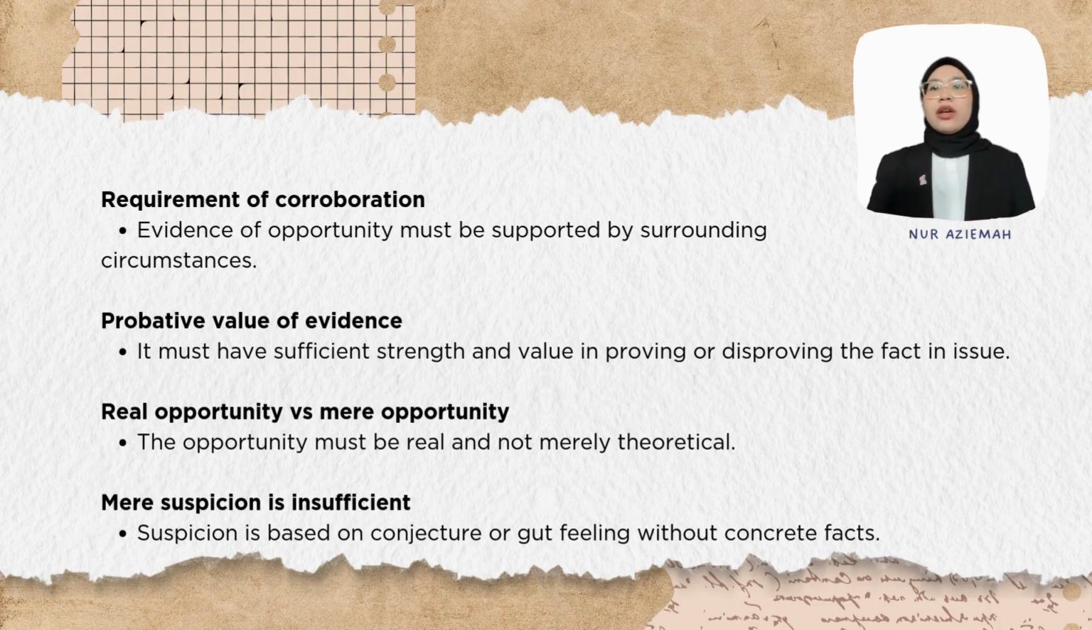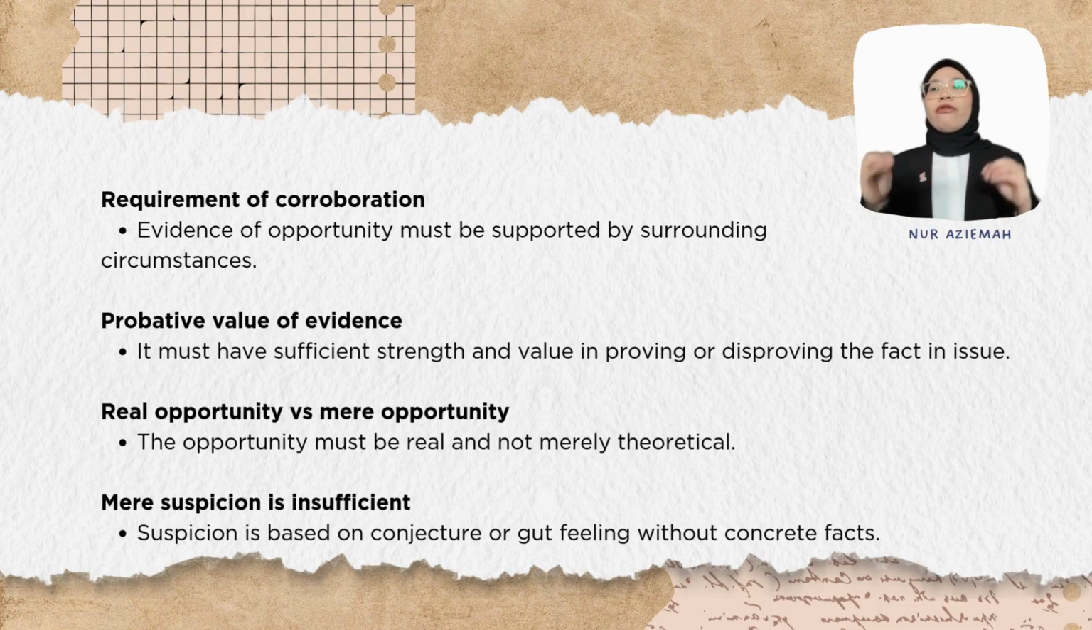Evidence of opportunity, or in other words the requirement of corroboration, must be supported by the surrounding circumstances. These circumstances must reasonably support the inference that the opportunity was likely to be taken. There must be a logical and evidential connection between the facts relied upon. Furthermore, evidence under Section 7 must be probative in nature. It must have sufficient strength and value in proving or disproving the fact in issue.